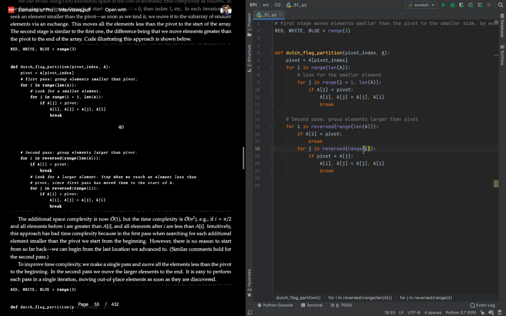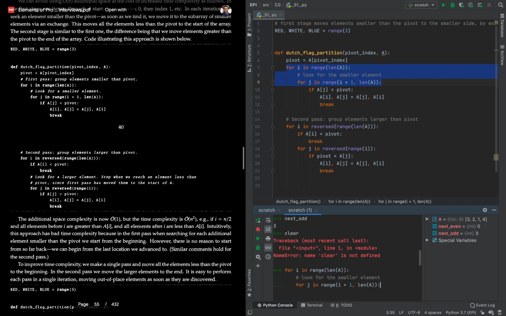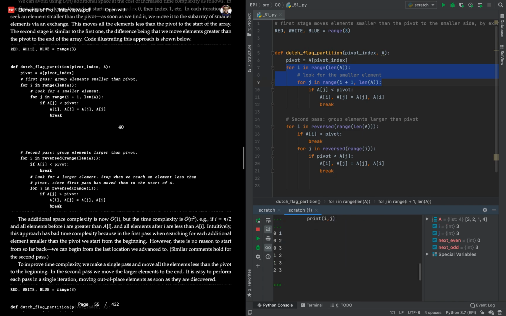I'm not super comfortable with the indices here, so just to make sure, let's open up the console. Can I clear the console? No, apparently I can't. Print. I think it's print, comma j. So that's what that does, right? I probably want to get rid of the break parts, or do I?